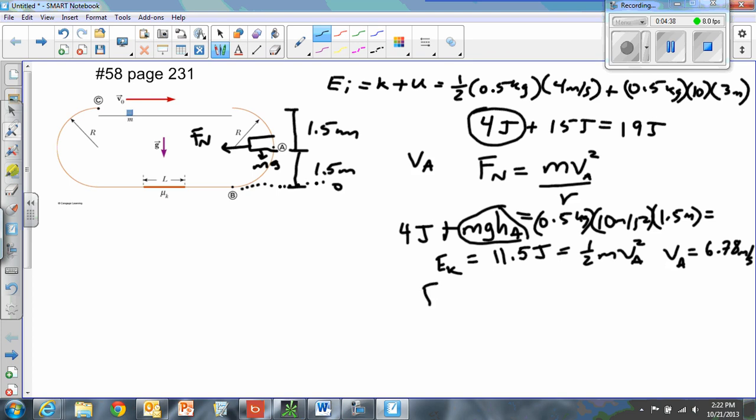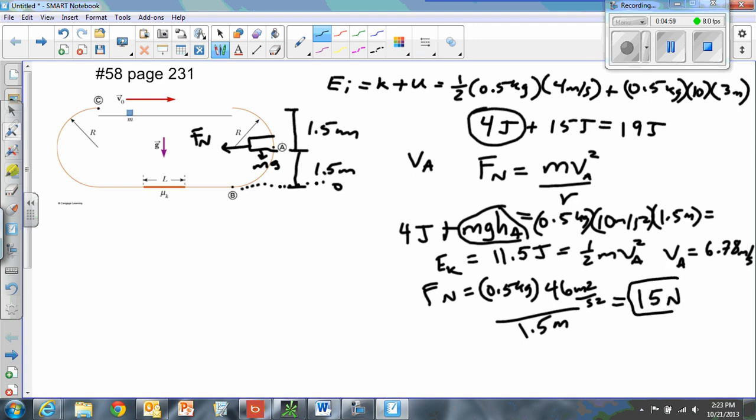So the first part is Fn equals 0.5 kilograms times 6.78 squared, which is 46 meters squared per second squared, all divided by 1.5 meters, and I get 15.3 newtons, which rounds to 15. That is the A part. Actually, they asked for two parts on A. So that's the first part of A.